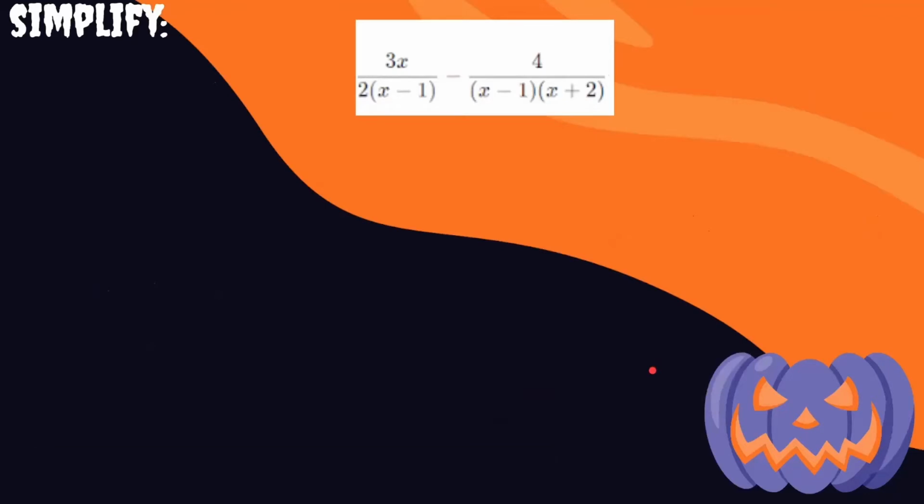That would be a lot of work, looks like. It's not a lot of work. Look at the denominators. You have something in common already. You don't have to factor them like we did for that addition problem.